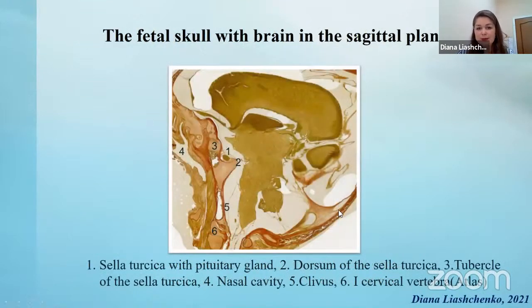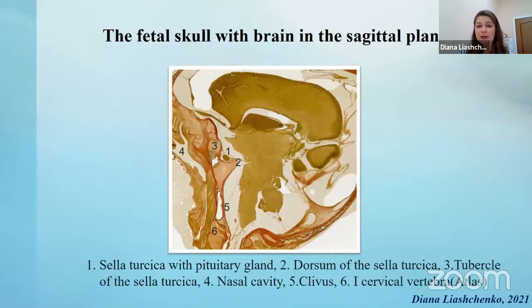And I want to show you this histotopographical card. It's stained by the Van Gieson method, and it contains the brain with hemisphere, meninges of the brain, and some structures of the skull, including this internal base of the skull. Number 4 means the nasal cavity. And you can see, for example, the sella turcica. Number 1 is the very small pituitary gland, and this is the occipital bone, and others.